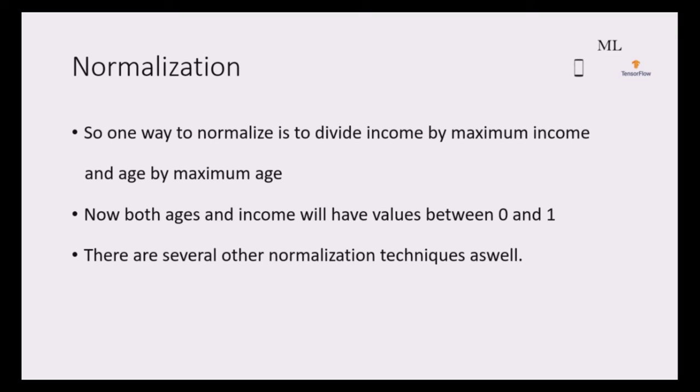And similarly, we divide age by the maximum age. For example, the maximum age is 90, so we divide all the ages by 90. So all the ages will now have values between 0 and 1. Now both income and age have values in the same scale, so the income will not dominate our results. So that is normalization. We change the scale of our values.